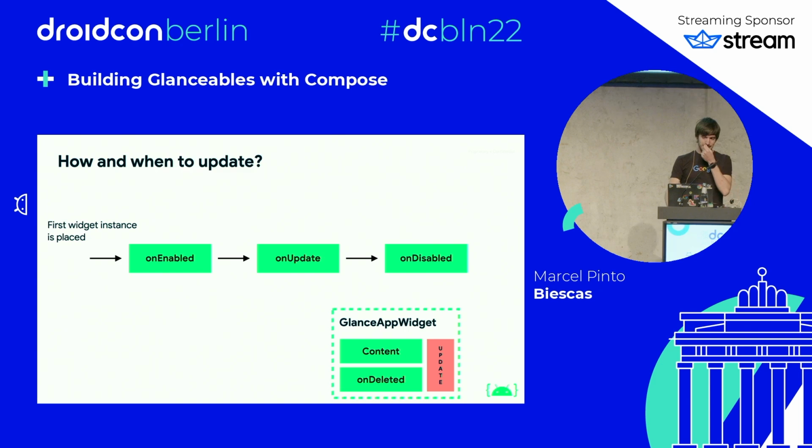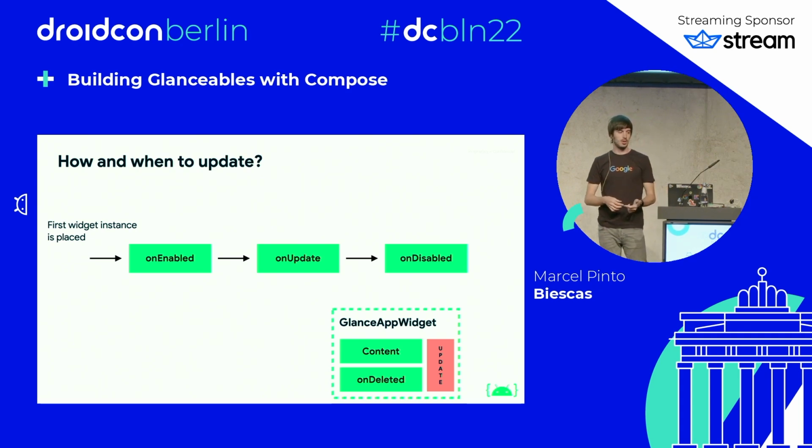All right, so let's take a look at how more or less the different events go. The first time the user places your widget onto the home screen, onEnabled will be called. Then directly onUpdate will be called to request your widget to update its content. Any subsequent widgets that the user places onto the home screen will call onUpdate directly. onEnabled will not be called again.